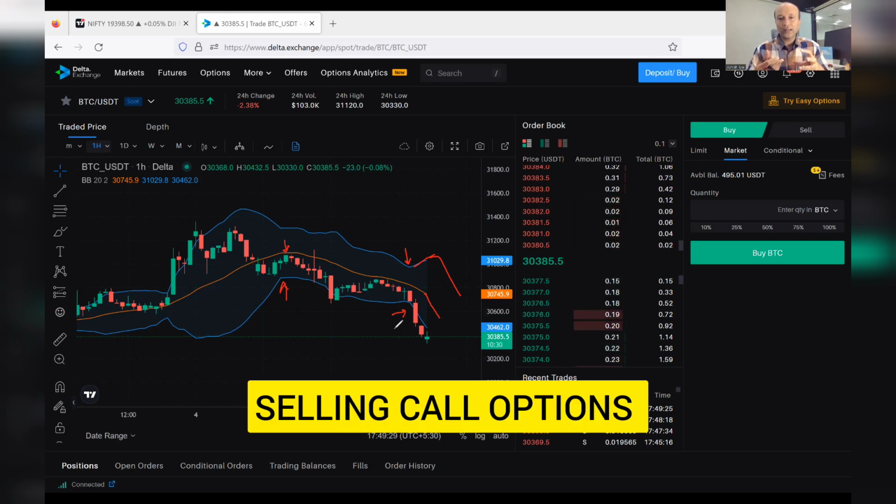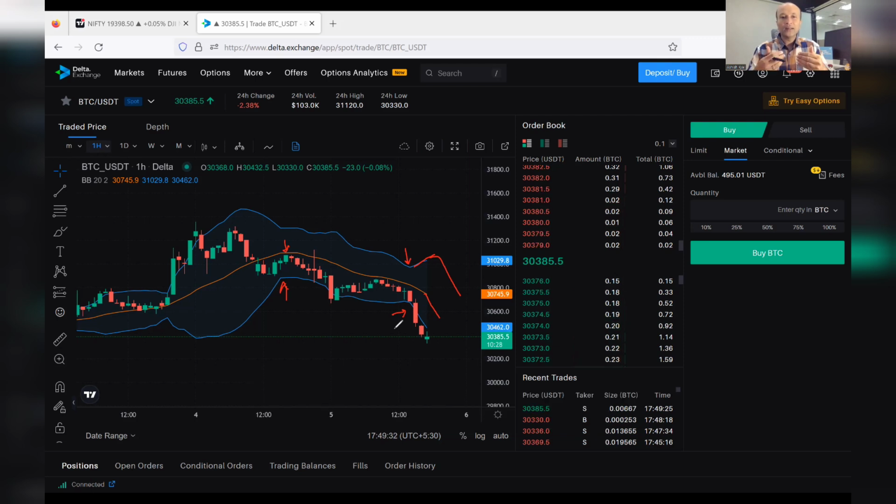If I am looking at a selling opportunity, the reason I'm looking for a selling call option is because prices broke below the lower end of the band and the next candle was taken out. The trend is bearish, but the overall bigger trend is bullish. So I can sell call options looking at the overall movement of the market. Now, right now it is at 30,385.